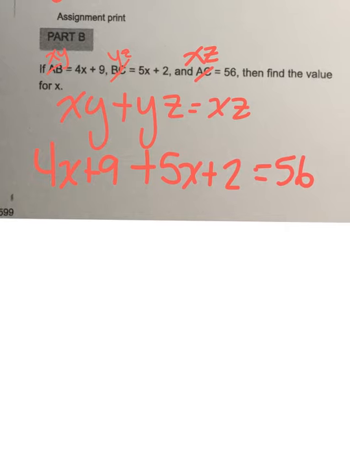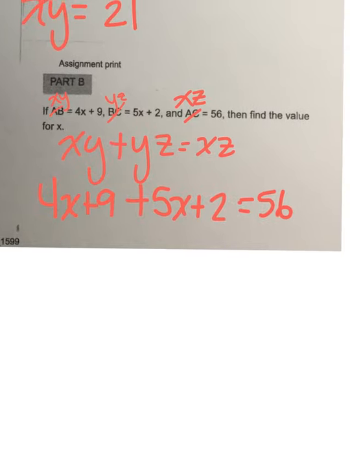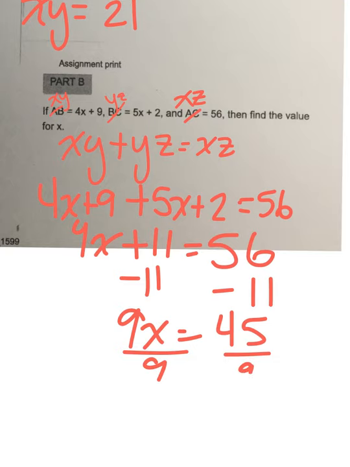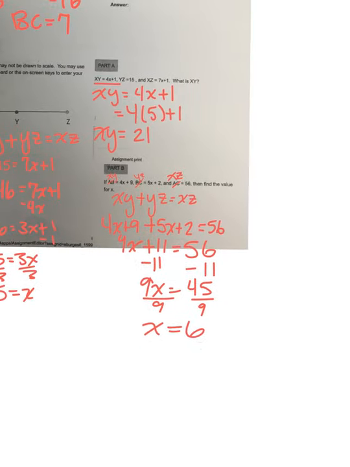So if I combine like terms, I have 9x plus 11 equals 56. Subtract 11 on both sides. 9x equals 45. And then divide by 9. And x equals 6. All right. Okay. Any questions about that?